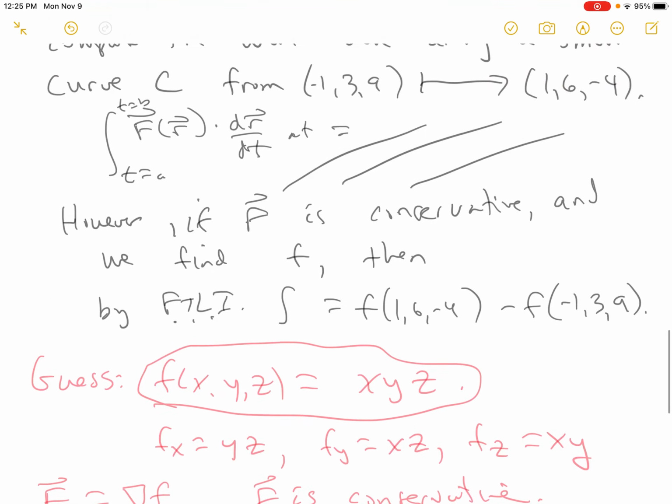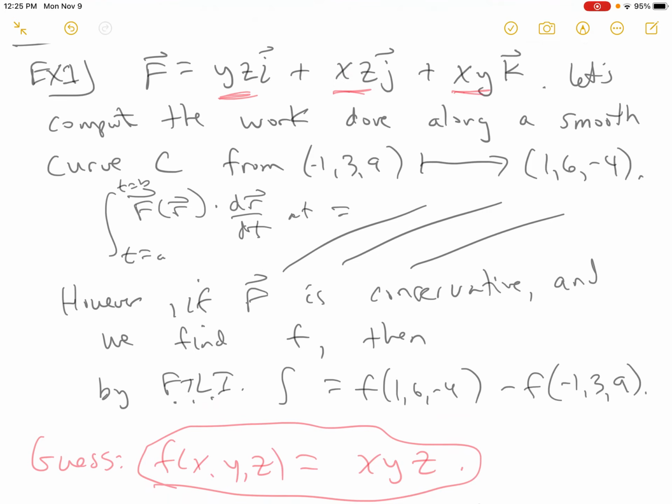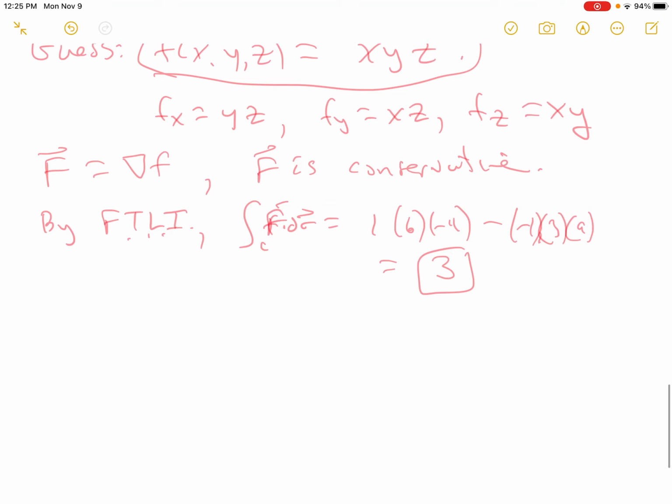And so, well, you know, math is not really a guessing game unless you get lucky, and this was contrived to be lucky. But we're going to see here in a second that first we're going to have a test to show if F is conservative, and then we're going to have a technique to find out if, in fact, we can find little f. So let's do that. There's another theorem.